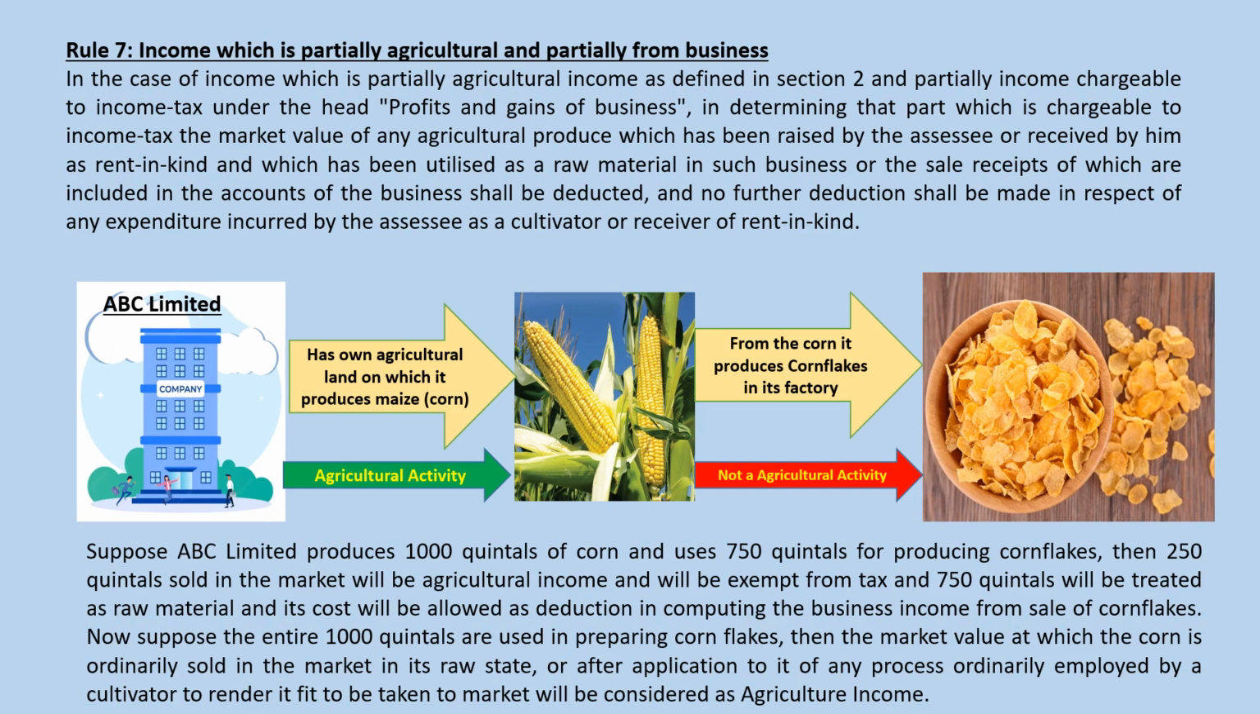sale of cornflakes. Now suppose the entire 1000 quintals are used in preparing cornflakes, then the market value at which the corn is ordinarily sold in the market in its raw state or after application to it of any process ordinarily employed by the cultivator to render it fit to be taken to the market will be considered as agriculture income.